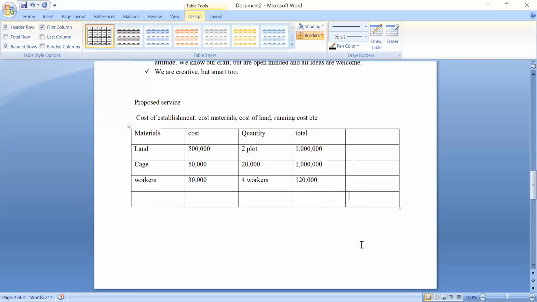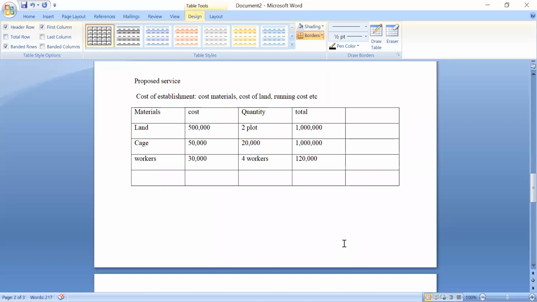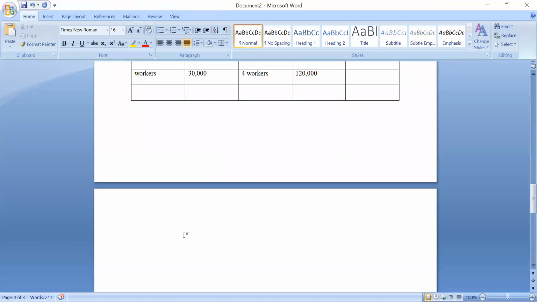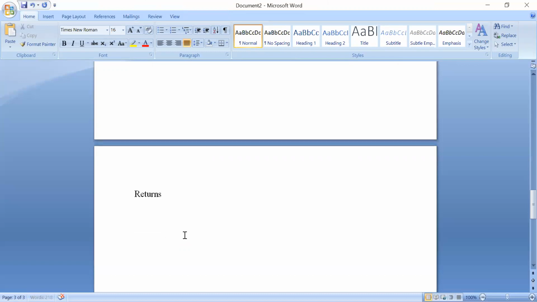Now the cost, whatever you have here, at the end of the day, it's going to be more than this, of course. You keep looking at the cost of everything you are going to buy. What other things do you need till you have the total? Now, the total here will be your total cost for establishing the farm. Now, you come down and start talking about returns. Yes, you have to talk about returns.